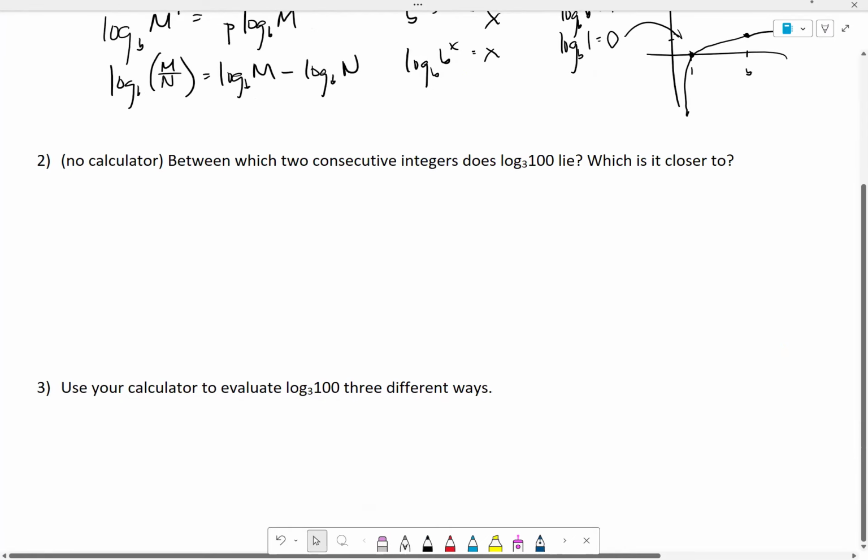Between which two consecutive integers does log base 3 of 100 lie? Please show me between which two integers. I'm seeing 4 and 5. Keep the one up that it's closer to. 4. Yay.